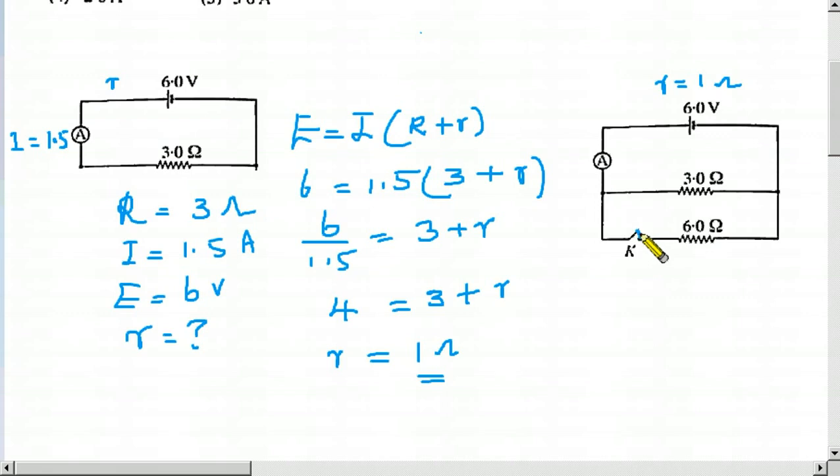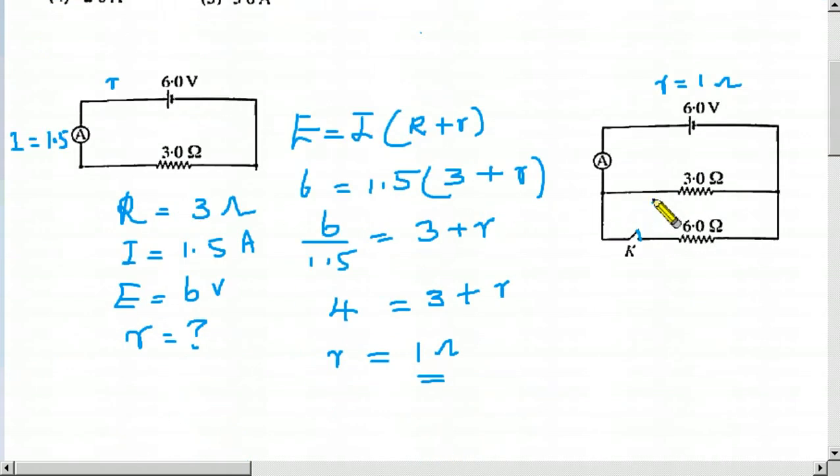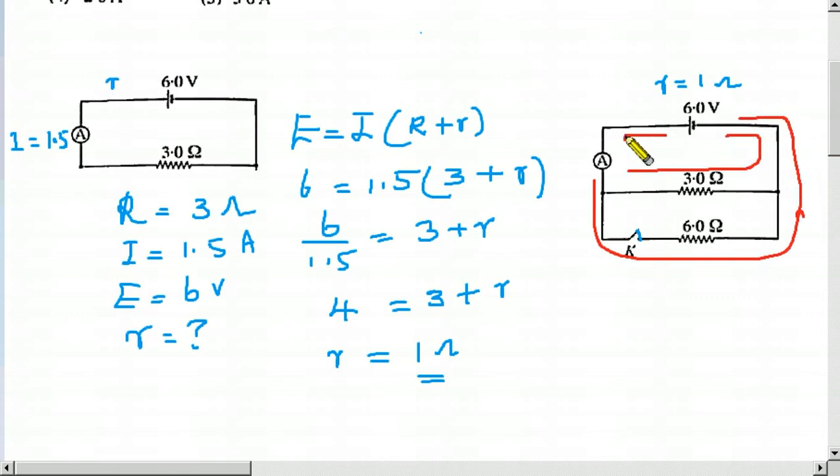Now what they have done, this switch is closed. What is the ammeter reading when the switch is closed? So now the switch is closed, now current is passing along this resistor as well. So both together go to the battery, coming from the battery. So what they ask is this current I. Now these two resistors are in parallel.